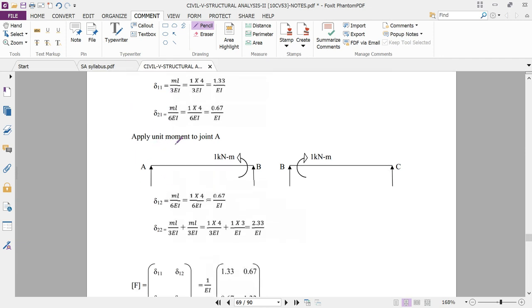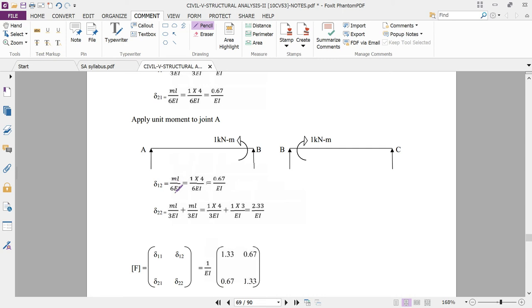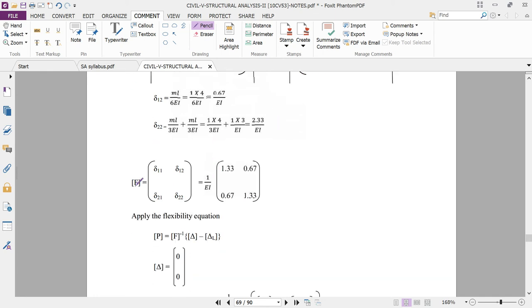Now apply the unit moment to joint A. If you apply the unit moment, it will go anti-clockwise here and clockwise here. So delta 12 is equal to ML by 6EI, and delta 22 will be equal to ML by 3EI. These two effects we have to consider. So the force matrix will be delta 11, delta 12, delta 21 and delta 22. Finally, after putting in all these values and taking 1 by EI as constant, we get the answer as 1.33, 0.67, 0.67 and 1.33.